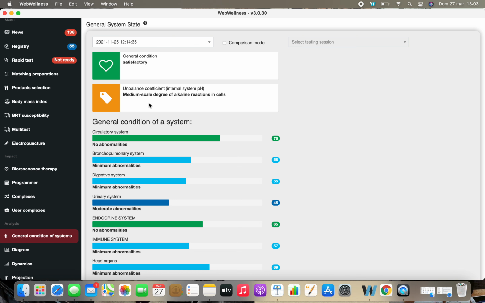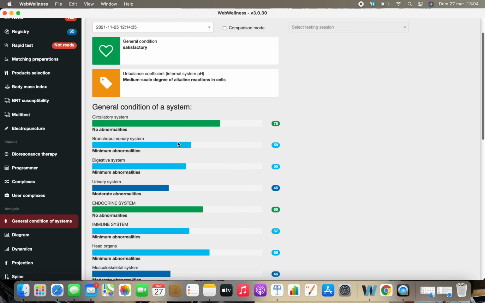Also, if the alkaline level is too high, it is also not good. So we need to basically keep it in balance. Do not keep it acidic or very alkaline.